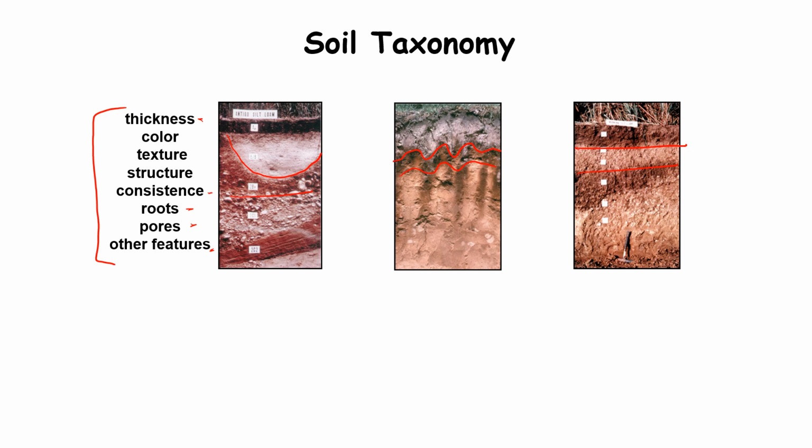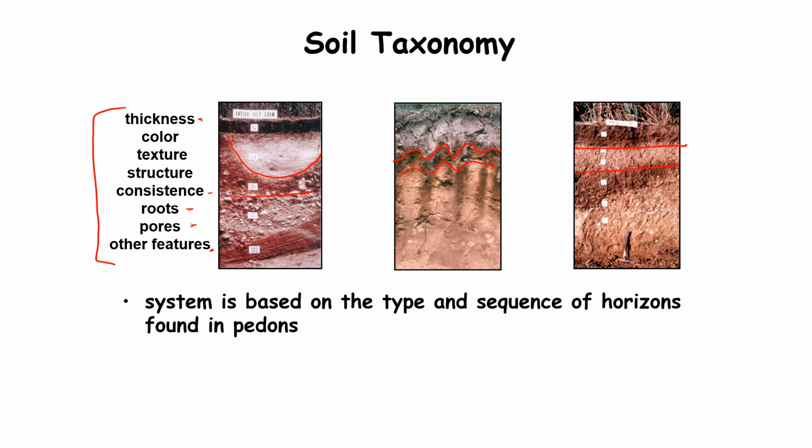So based on these observations, the system is based on the type and sequence of horizons found in pedons. And all of these observable features dictate the horizon sequence.